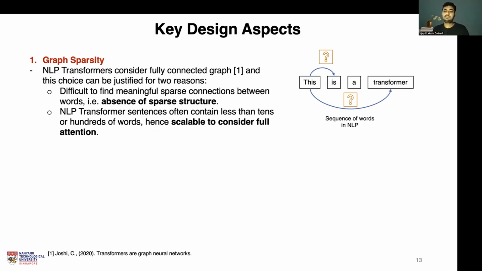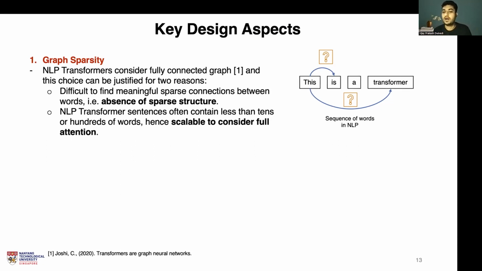And to generalize it to the graph domain, we consider 2 key design aspects. First is the graph sparsity. For graph sparsity, I'll try to show what the differences of consideration are in sentences and in the graph domain, and what we decide to do with the graph sparsity for graph transformers. So in NLP, the transformers consider some sort of fully connected graph, because the feature representation of every word attends to all other words in the sentence. So it becomes a sort of fully connected graph. And this choice can be justified for 2 reasons. First, it is difficult to find meaningful sparse connections between words.